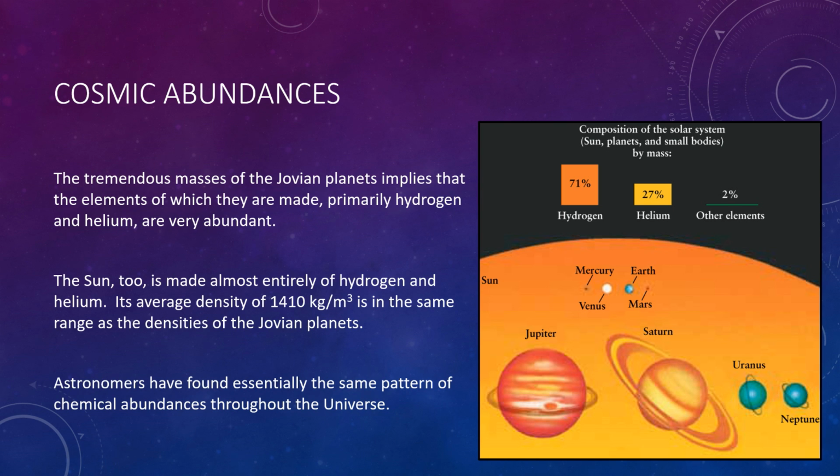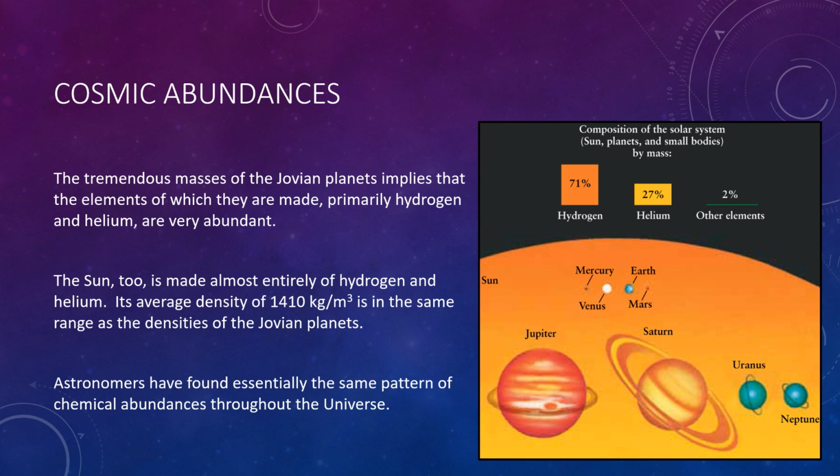The dominance of hydrogen and helium is not merely a characteristic of our local part of the universe. By analyzing the spectra of stars and galaxies, astronomers have found essentially the same pattern of chemical abundances out to the farthest distance attainable by the most powerful telescopes. Hence, the vast majority of the atoms in the universe are hydrogen and helium.